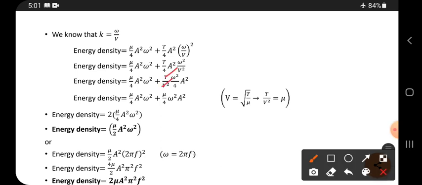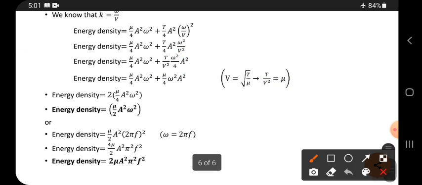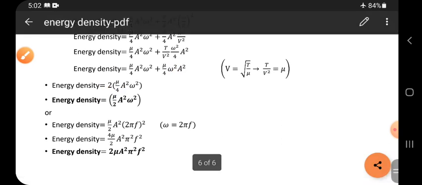From this formula, T by v square can be written as mu. So in the place of this, mu omega square by 4 A square. Now these two factors are the same, so we add them, and it becomes 2 times this one. So the 2 ones are 2, the 2s are here 2. So this is our formula.